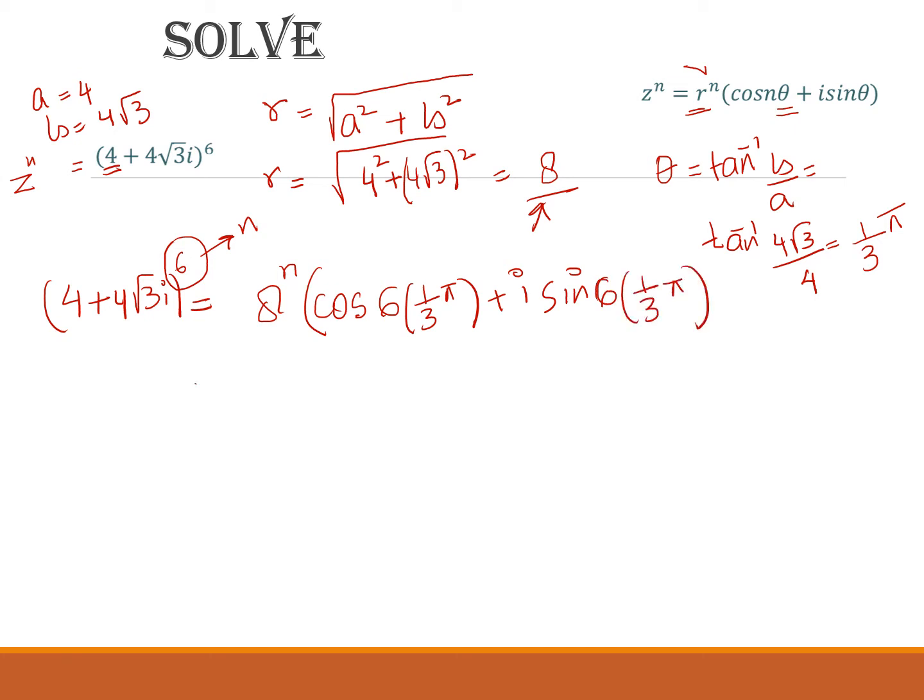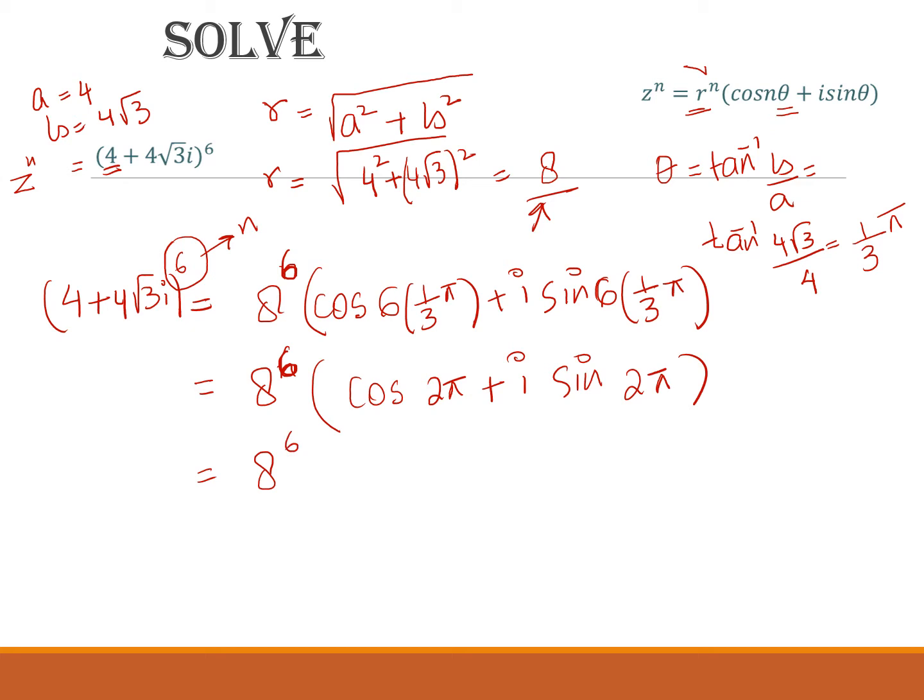Now solve it. I would suggest that first of all you solve the angle. Here you have n as 6, so we write 8 to the power 6. Cos of 6 times π/3 gives you 2π, plus i sin of 6 times π/3 gives you 2π. Now here, 8 to the power 6 times cos of 2π.